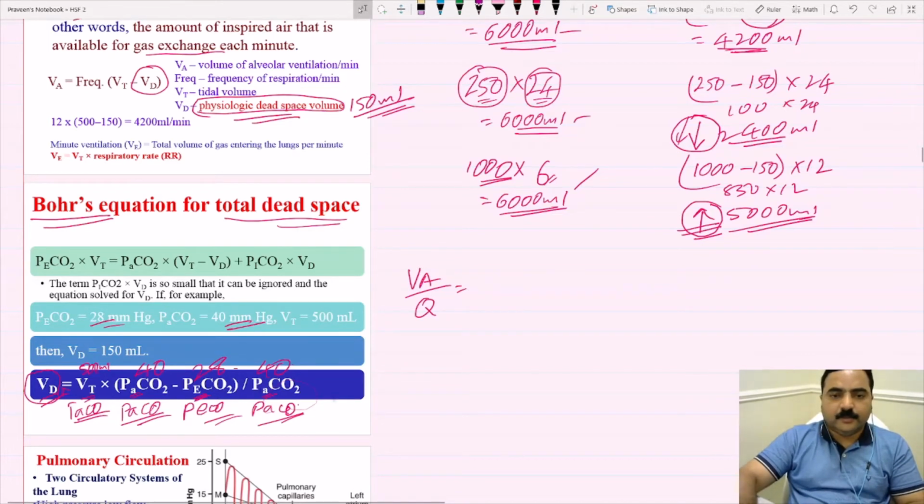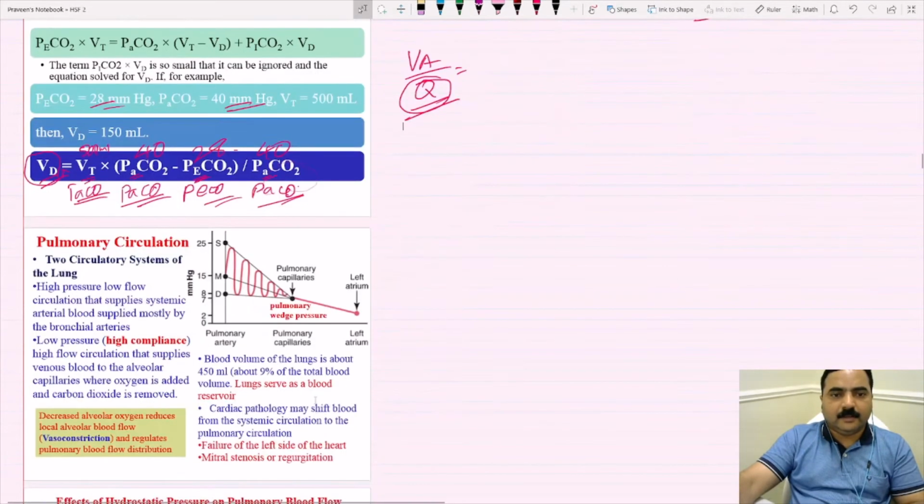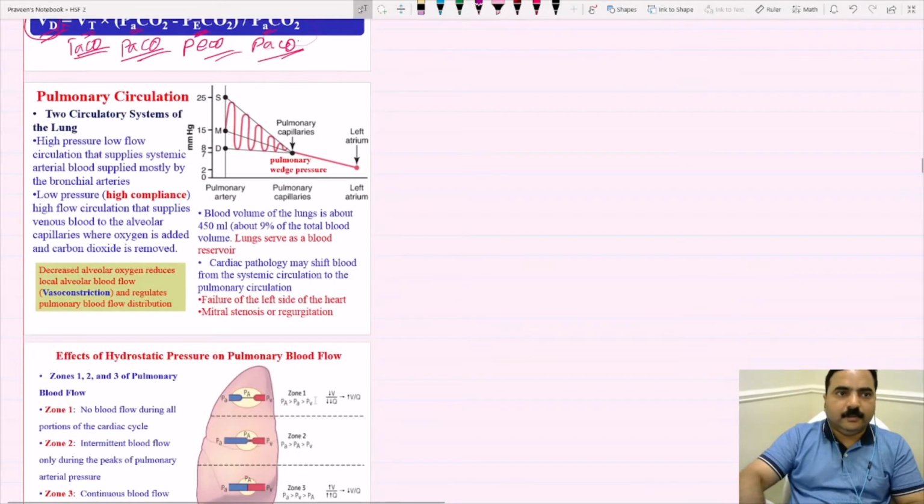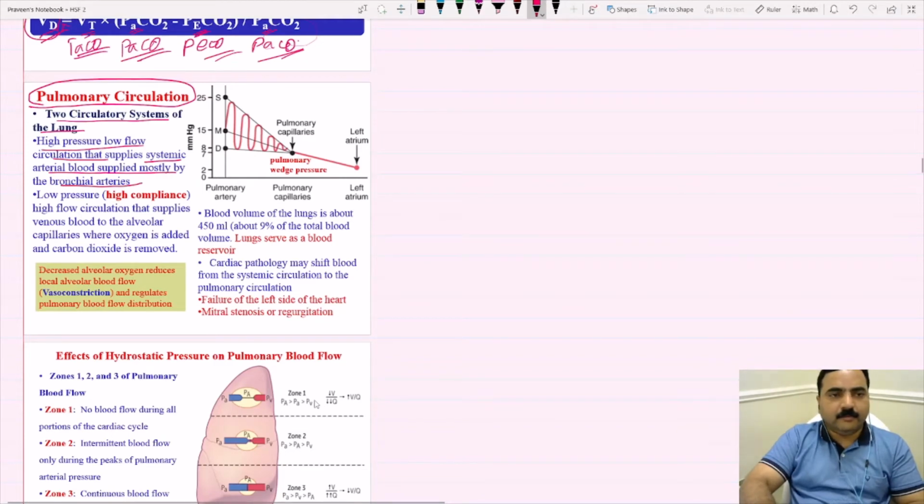The V by Q ratio. Before going to the V by Q ratio, we will discuss the perfusion. Perfusion means the blood that is going to the lung, that is the pulmonary circulation. The lung receives two types of circulation. One is the high pressure, low flow circulation that supplies systemic arterial blood, mostly by the bronchial arteries. In addition to that, you have the pulmonary circulation, which is a low pressure, high compliance and high flow circulation that supplies the venous blood to the alveolar capillaries, where oxygen is added and carbon dioxide is removed.